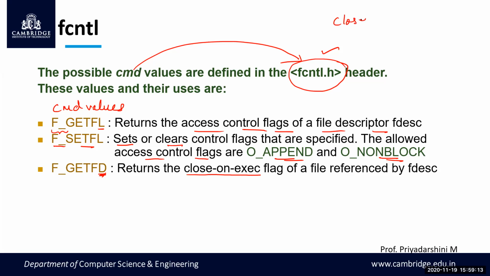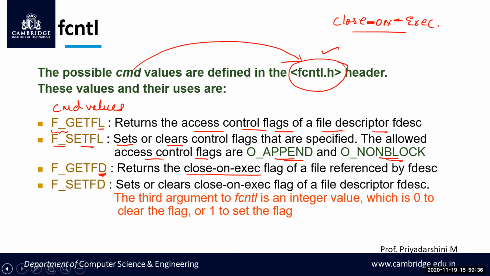Close on exec flag. This is a flag. Only to know about this flag's information, I will use the command value F_GETFD. So if I want to know the status of the close on exec flag, then I use get FD. If I want to set the close on exec flag value, then I will use set FD.